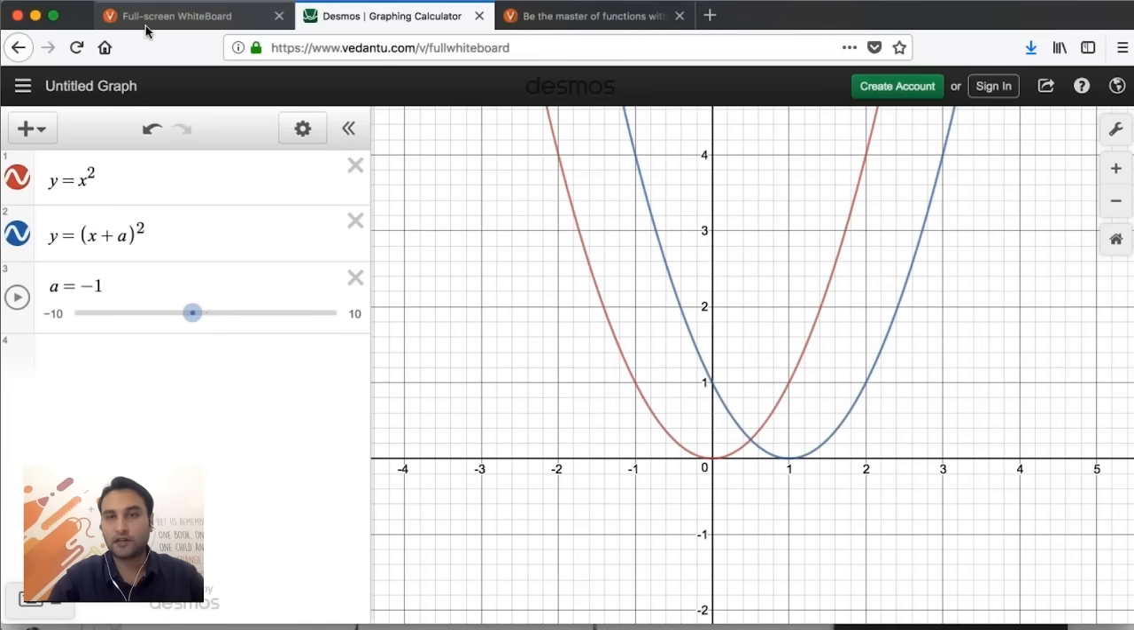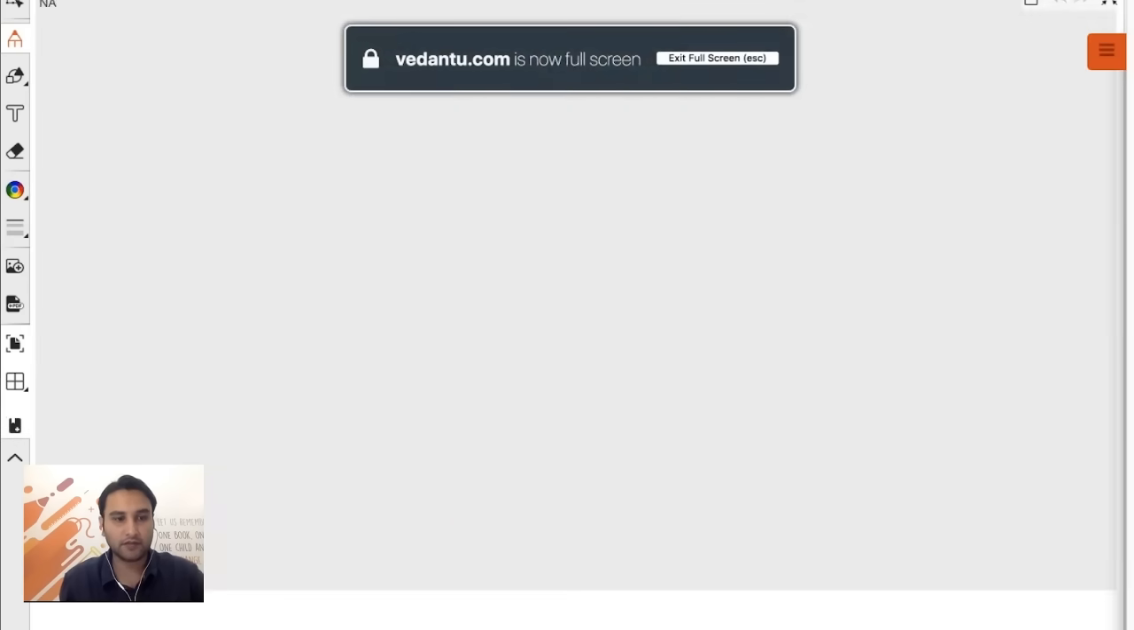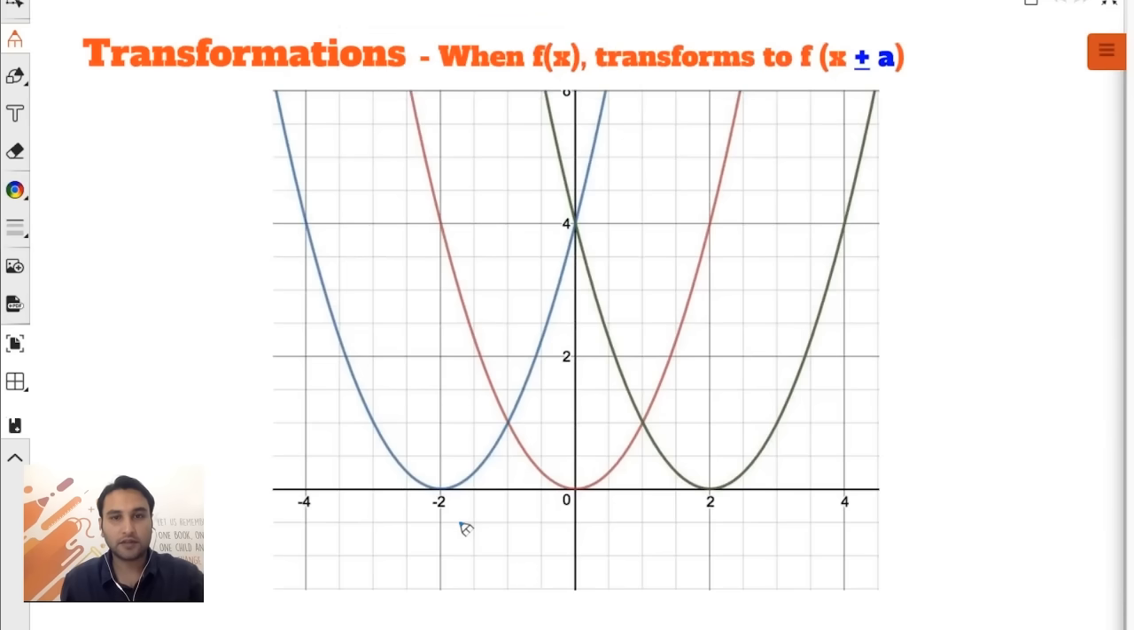Let me summarize and revise it for you again before we move on to some problem solving. See what will happen. So let me summarize it here. Our base graph, this graph, was y is equal to x square.